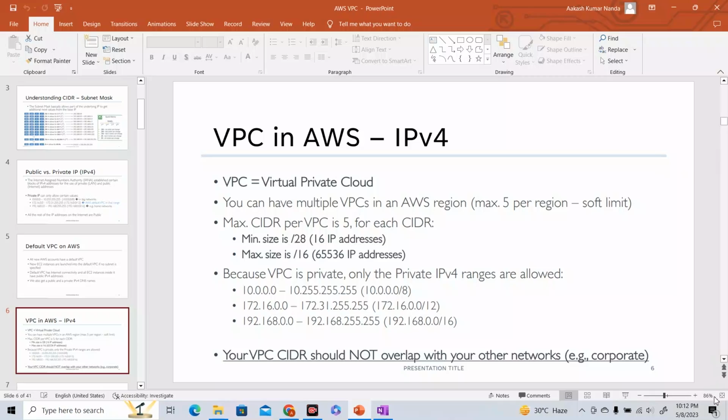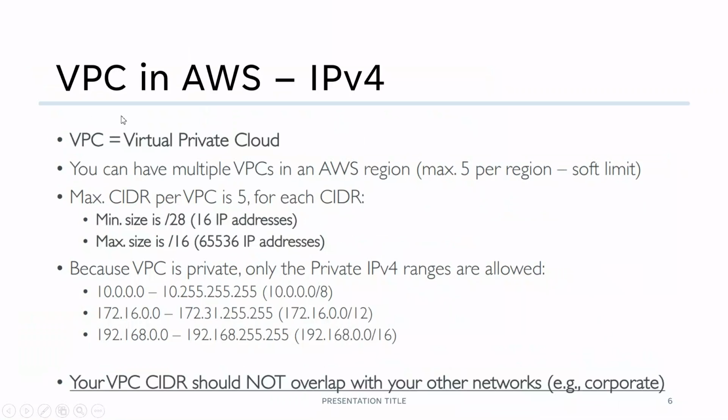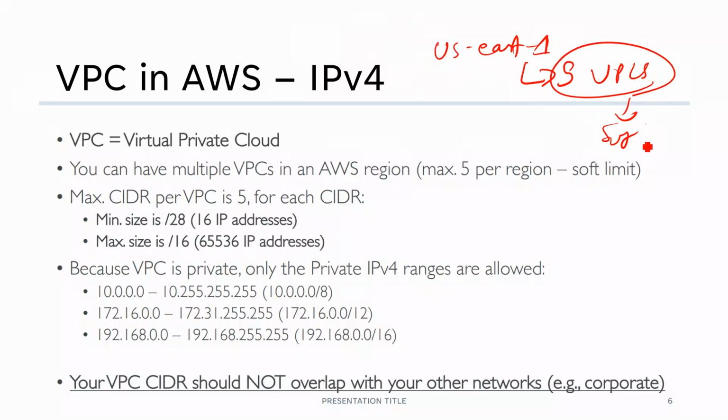Let us talk about VPCs in AWS in general. So VPC is a virtual private cloud. I hope that is clear till now. I hope you don't have any doubts about VPCs, like what the full form of VPC is. You can have multiple VPCs in an AWS region, max 5 per region. For example, in US East 1, you can have up to 5 VPCs. But it's a soft limit. It means that you can increase that limit by contacting support or something like that.